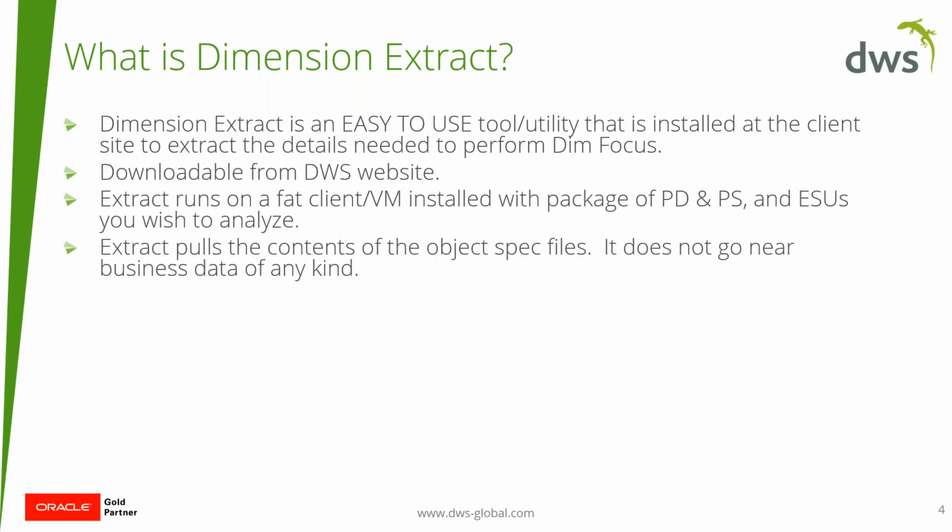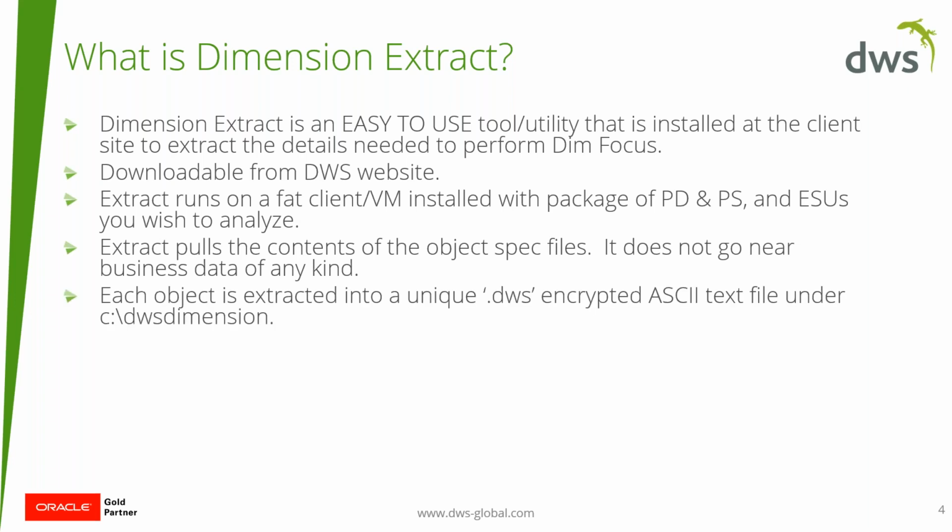The extract pulls the contents of the object's spec files. It does not go near any business data of any kind. It is purely interested in the code, in the logic, in the specs of your applications, your UBEs, your business functions, and other object types. And that information is then passed through our cross-reference, and that's how we can tell the link between parent objects and their children.